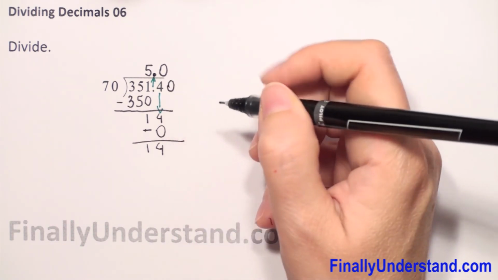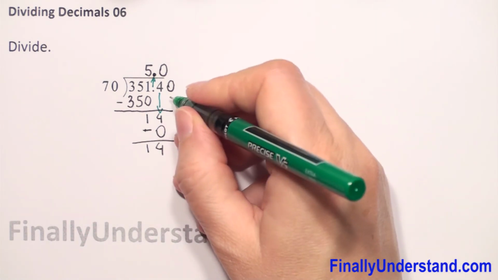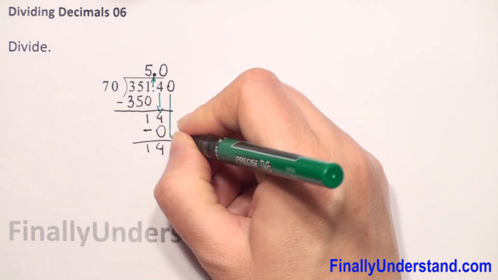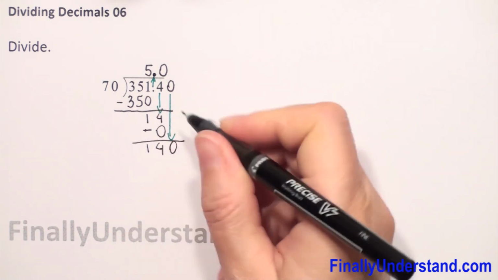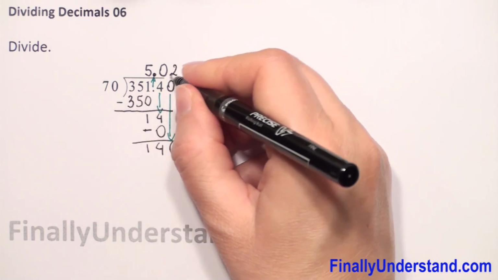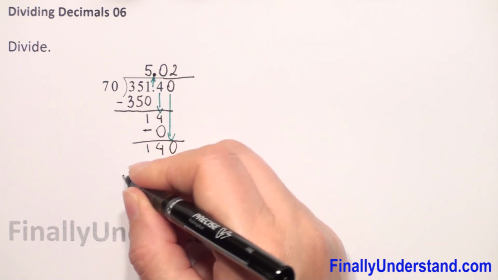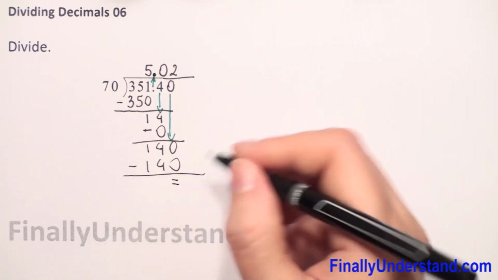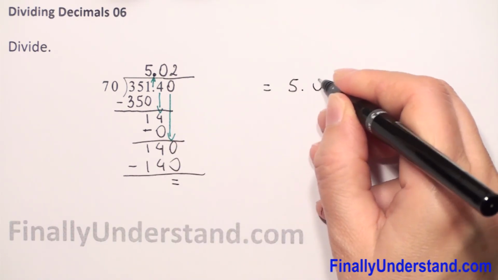Let's write 0 now, and we take the 0 down next. So we will have 140 divided by 70 is 2. And now 2 times 70 is 140. 140 minus 140 is 0. So we finish long division, and our solution is 5.02.